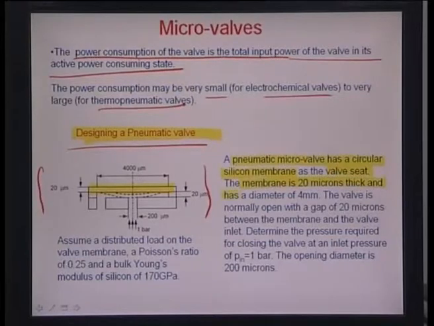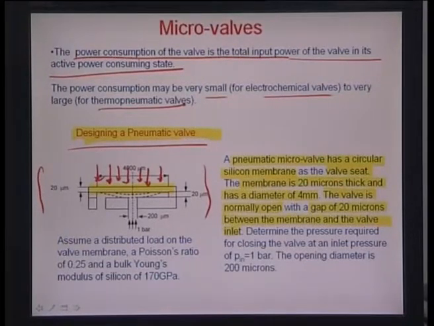Normally it is flat; when it bends it blocks the entry of the airflow into the system. The membrane is about 20 microns thick, and it has a diameter of about 4 mm, 4000 microns, and the valve is normally open. So there is no pressure over this region, and it is as if the valve is open at the very outset. The gap in that case is another 20 microns between the membrane and the valve inlet.